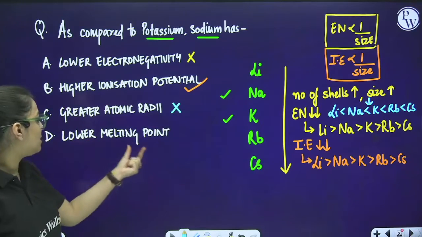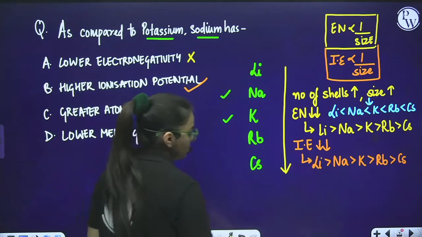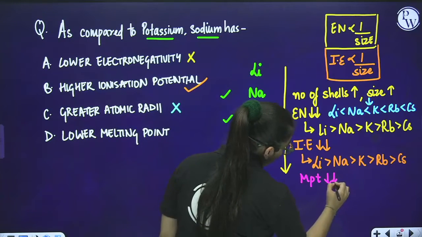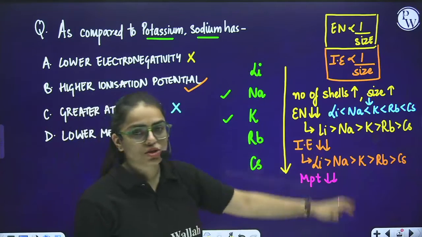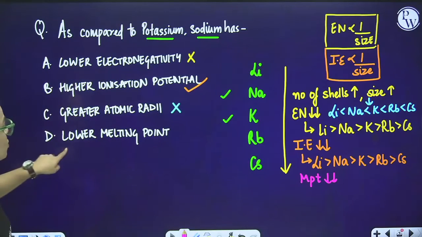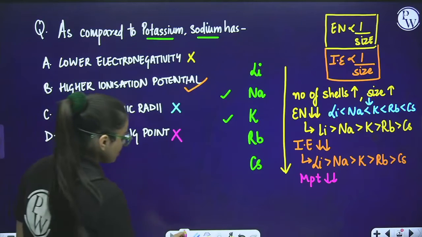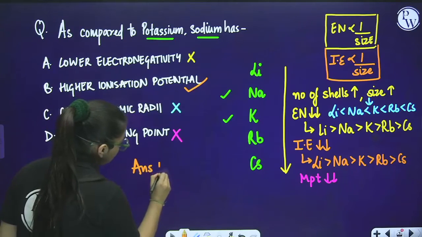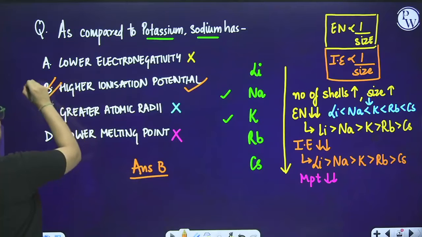Now comes the last part, that is lower melting point. And if you remember, students, I already told you that melting point basically is going to decrease down the group. And if it is going to decrease down the group, it will have the same order as that of ionization enthalpy or electronegativity. That means sodium will have highest than potassium. So sodium should have highest, not lower. So this is also the incorrect statement. Hence, what is the answer that we got over here? Answer comes out to be option number B over here. Answer is your option number B, my dear students.